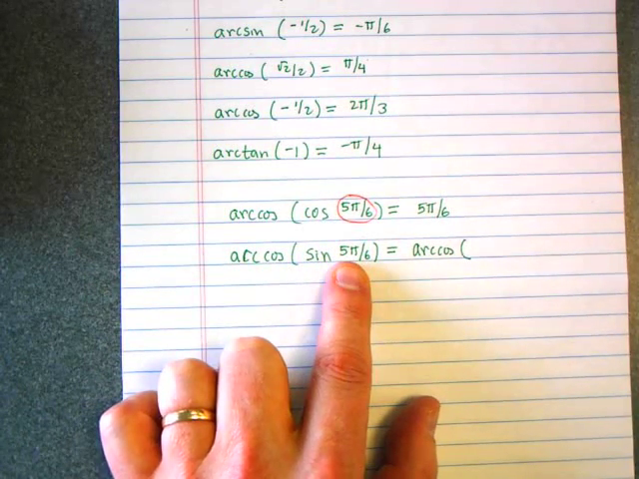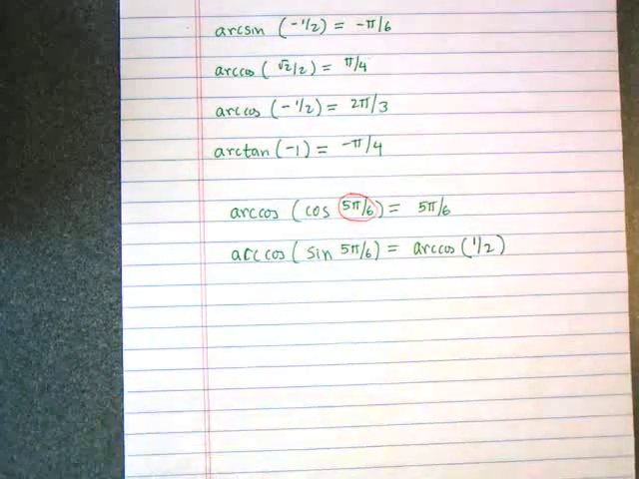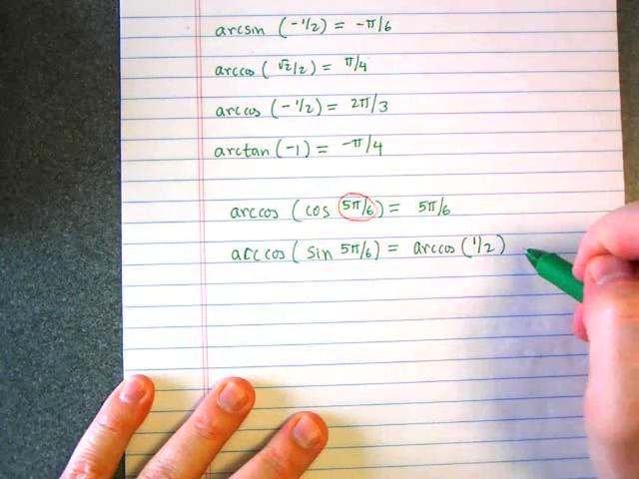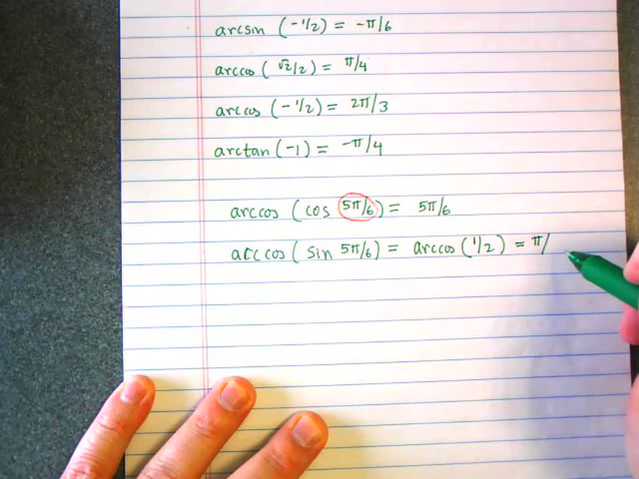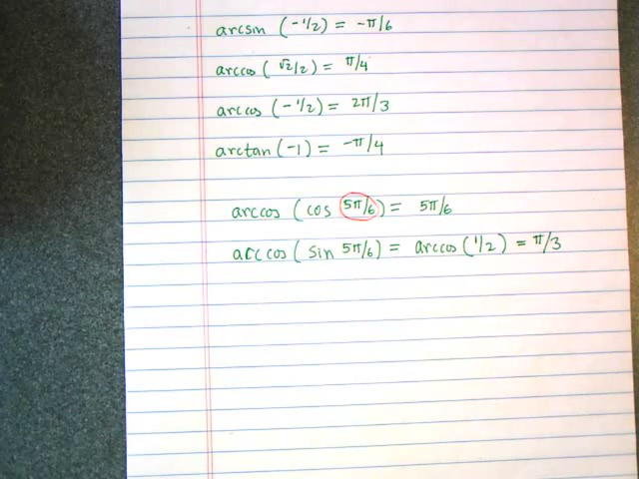All right. So I look on my chart. I look for pi over 6. What's the sine of pi over 6? Sine of pi over 6 is 1/2. And we're in quadrant 2, so it's going to be positive. So we're going to have arc cosine of 1/2. So now we look on our chart. Arc cosine of 1/2 is pi over 3. So absolutely you can mix and match your functions. It's just a little bit more work.